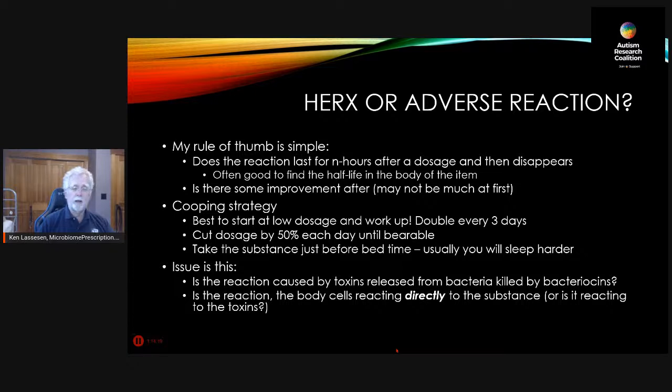Basically, the bottom line issue, which I have no answer for, and you could discuss with your MD, though they may not have much understanding, is this: is the reaction caused by toxins released by the bacteria killed by the bacteriocins, which is a good thing, or is the reaction of the body cells directed at the substance? For example, the substance could be inducing histamine release. Or is the body reacting to the toxin? Again, we don't know which way it is. There's no easy way to do it.